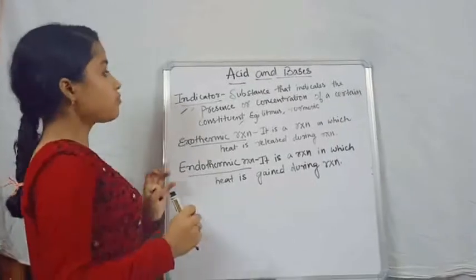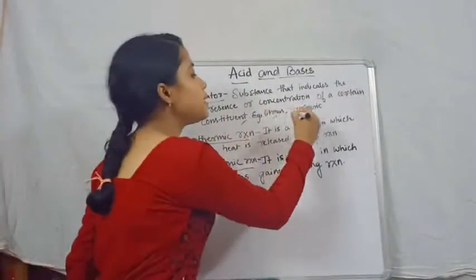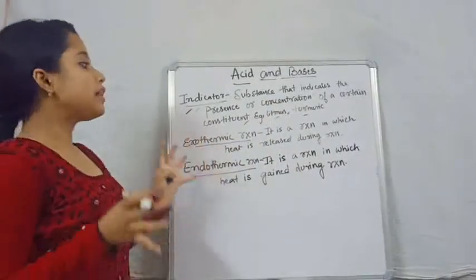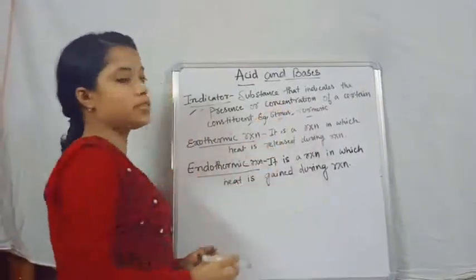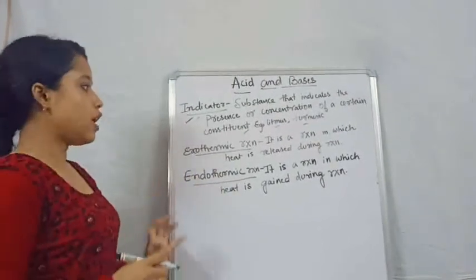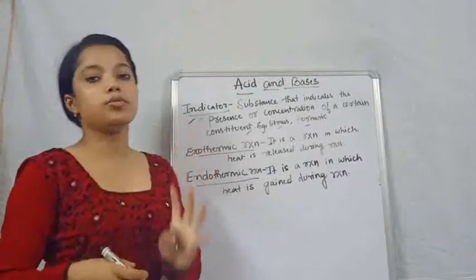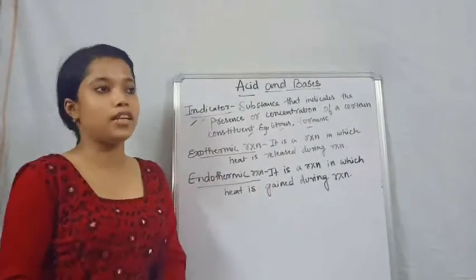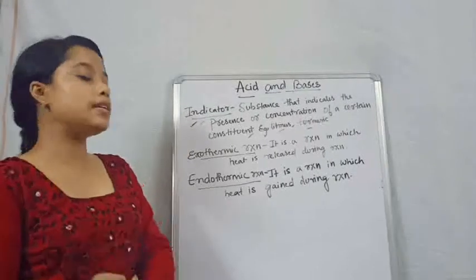Okay. Now see, for example, litmus and turmeric. These are natural indicators, and they tell whether the substance that you are given is acidic in nature or basic in nature. Now see, coming to the next point, I am going to teach you about the different mechanisms of reactions. But before that, we need to learn about two things.